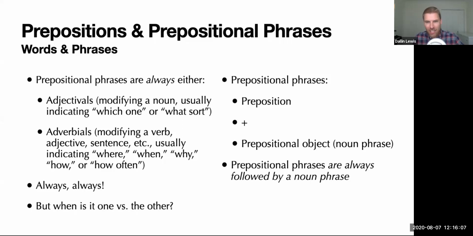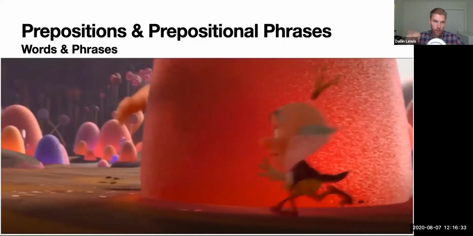Now, when they function as adjectivals, they are modifying some type of noun or noun phrase or nominal, and they indicate which one or what sort. But when they function as adverbials, they indicate where, when, why, how, or how often. So the tricky part is figuring out, is a prepositional phrase an adjectival or is it an adverbial? And that's what we're going to look at. To give you a way to think through this, I'm going to show you a clip to help us think about the difference. This is from the movie Wreck-It Ralph.